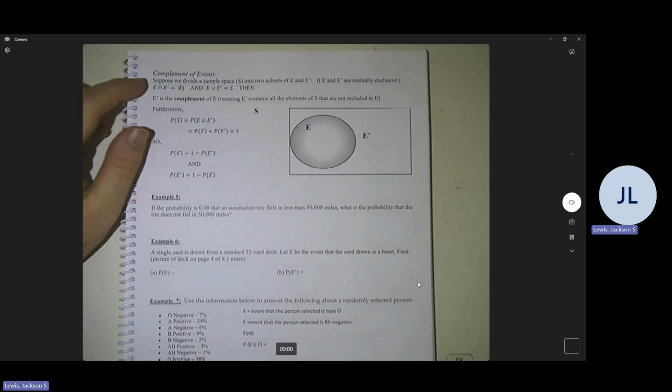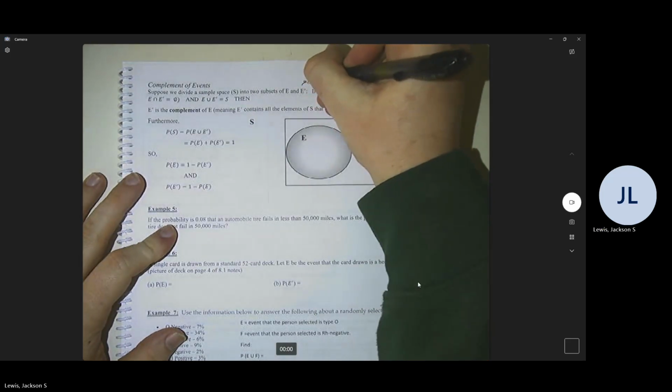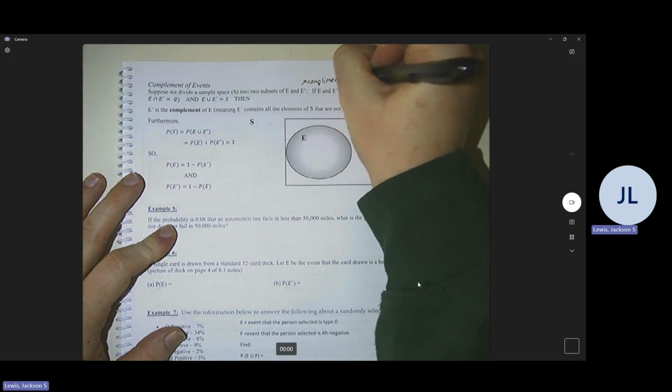It says, suppose we divide a space into 2 subsets, E and E complement. Remember, this means complement. If they're mutually exclusive, which they should be, their intersection is 0, and their union composes the entire space. We've talked about that a bit. Furthermore, the probability of the entire sample space is the union of their probabilities. Remember, the probability of a union is the individual probabilities minus an intersection, but because these are disjoint, their intersection is empty. So it'll always add up to 1.